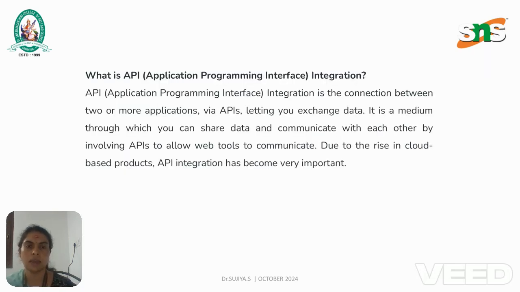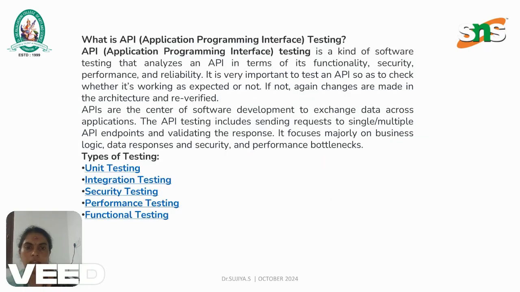And what is API integration? It is a connection between two or more applications via API, letting them exchange data. It is a medium through which you can share data and communicate with each other by involving an API to allow web tools to communicate. And what is API testing? Like software testing, API testing also undergoes various types of tests such as unit test, integration test, security test, performance test, and functional test, before exchanging data across applications.